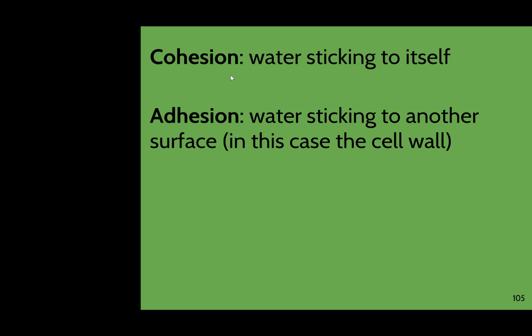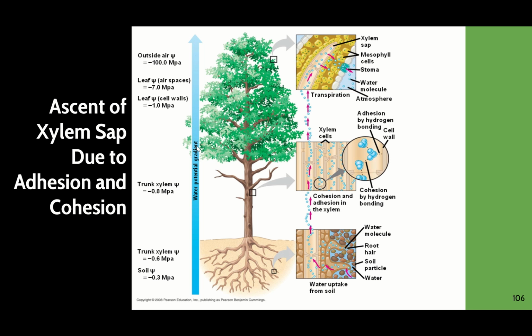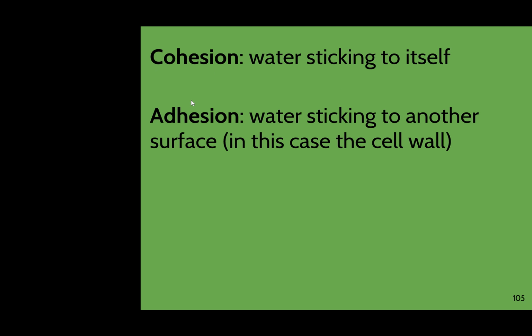All right, quick reminder of some properties of water. One of the things that we talked about very early on in the beginning of the year were these properties of water called cohesion and adhesion. Cohesion is water sticking to itself, and adhesion is water sticking to another surface. In this case, we're looking at the surface of the cell wall. The reason that we're reviewing these is because cohesion and adhesion are essential to the movement of water in the xylem.